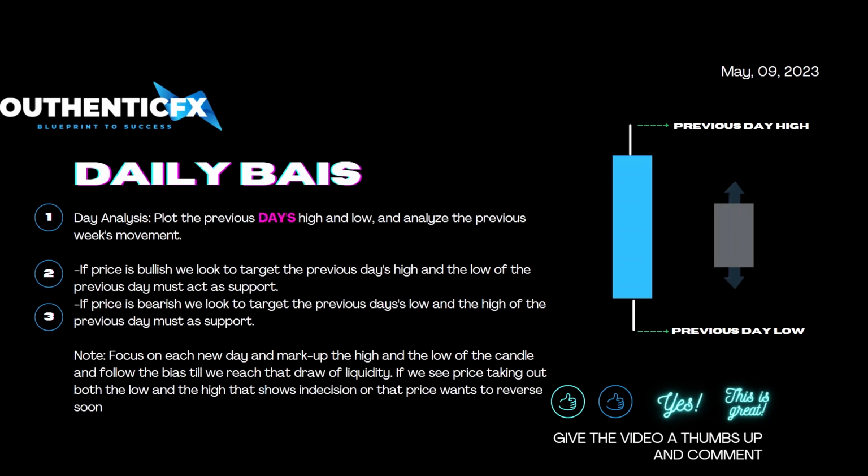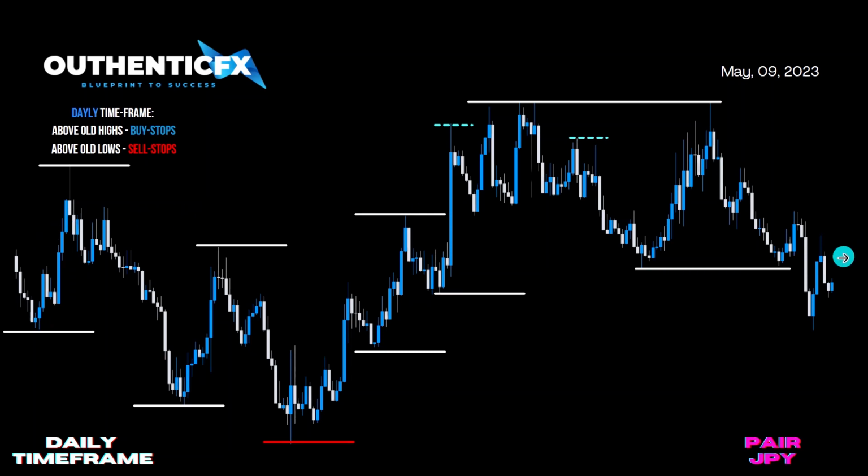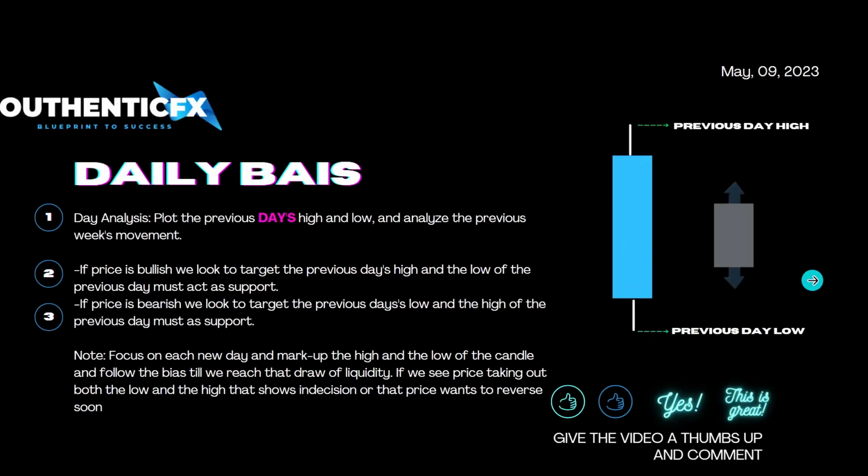But now, to get deeper into the daily bias and figure out how we can trade from Monday to Friday, the daily analysis goes as follows. What we basically do is plot the previous day's high and previous day's low and analyze the previous week's movement. So in this case, for example, we'll plot down the previous day's candle and then the previous week's movement, so we know that we are bearish, so we are expecting bearish momentum as price goes forward.